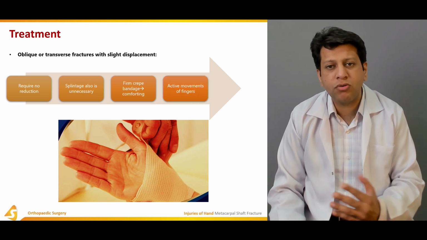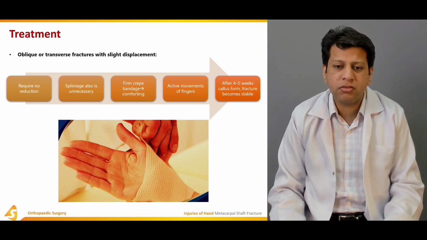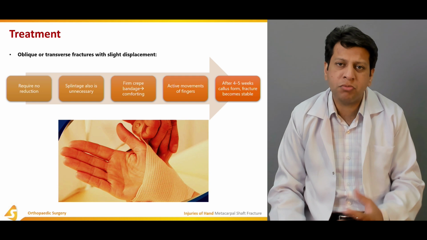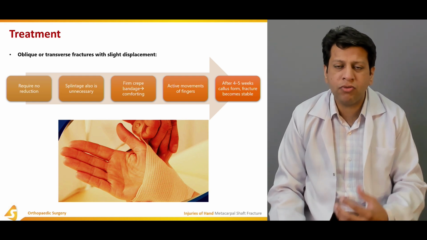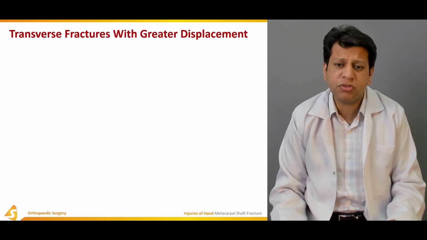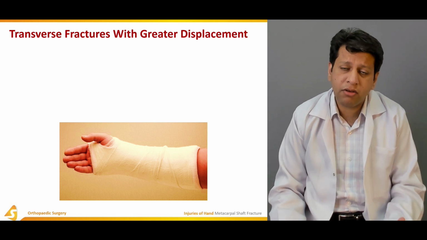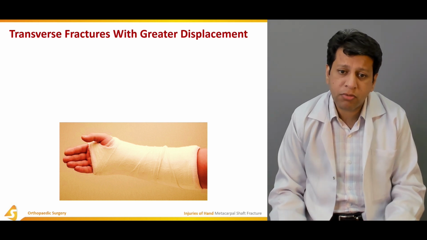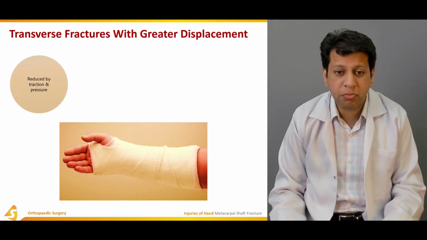And then after 2 to 3 weeks, we start active range of motion, and usually callus is found in 4 to 5 weeks. By this time, we can remove the crepe or splint, and then we can continue with the patient's further rehab. Now coming to the transverse fracture with a greater displacement. If it is displaced or angulated or rotationally malaligned, then we may first require reduction, and then we may require the splint as well.